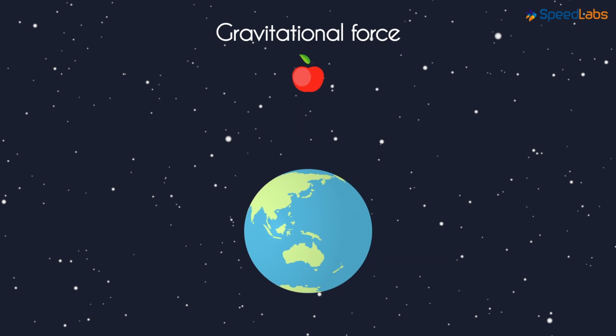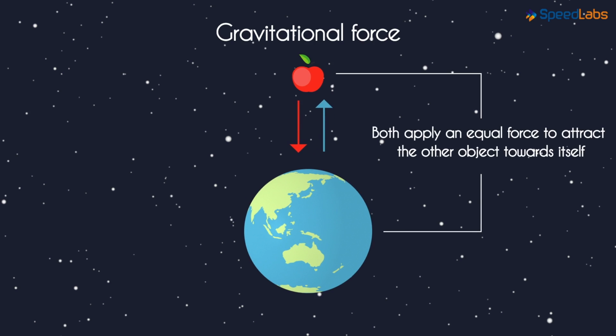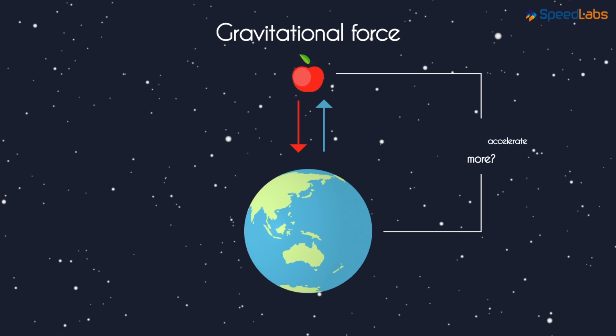It's actually simple logic. This is the earth, and say this minuscule object is an apple. Based on what we learnt about the gravitational force, both apply an equal force to attract the other object towards itself. So if the forces are equal, which one will accelerate more?